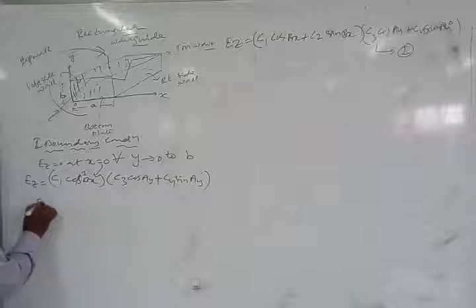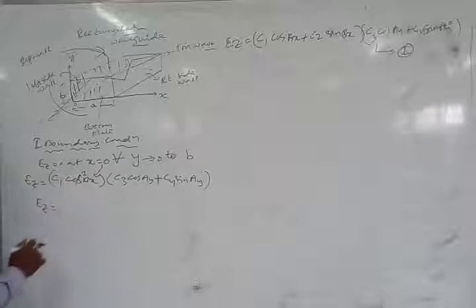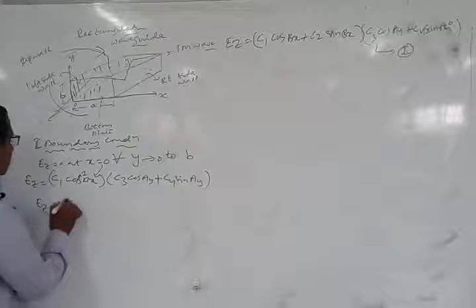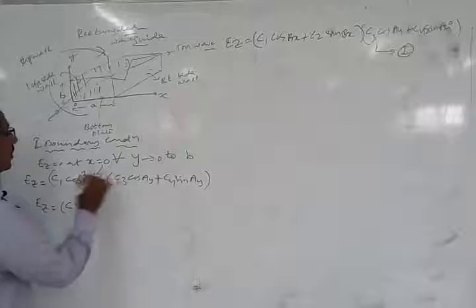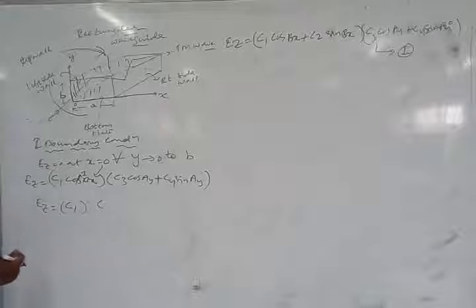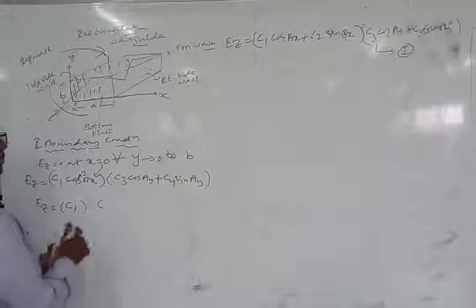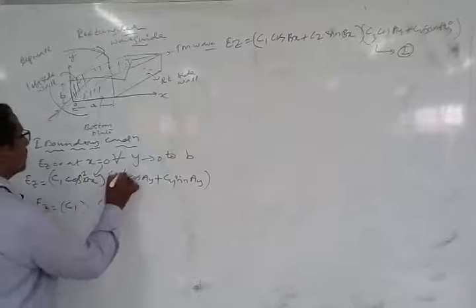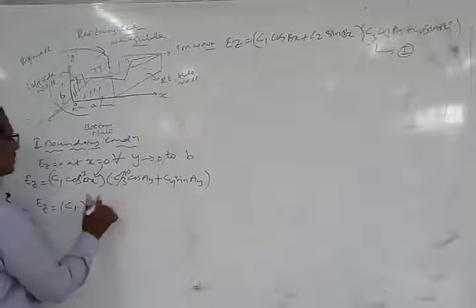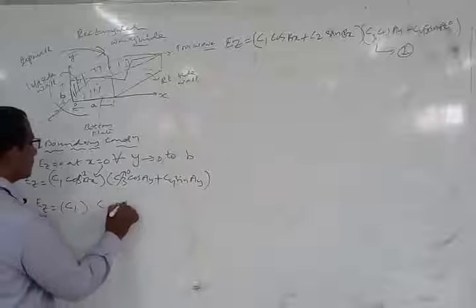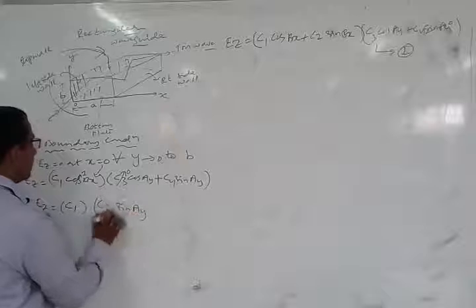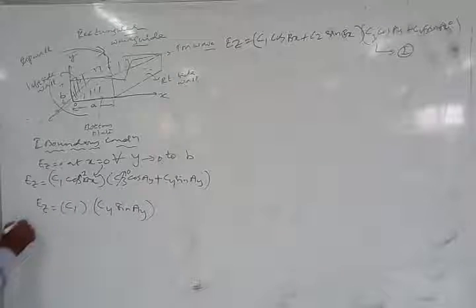So therefore Ez is equal to, what is cos 0? Cos 0 is 1. So Ez is nothing but C1 into, what about C3 from the earlier boundary conditions? C3 is 0. So when I substitute C3 equal to 0, I will have C4 sin ay, which should be equal to 0.